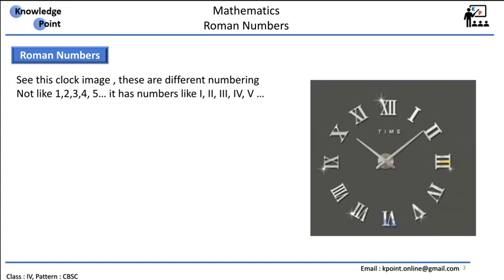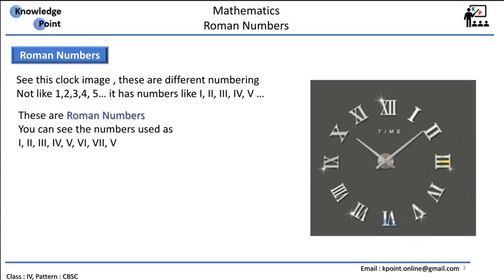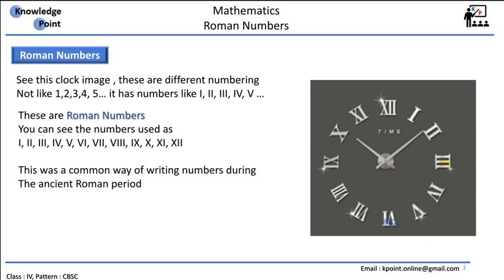See this clock image. These are different numbering, not like 1, 2, 3, 4, 5. It has numbers like I, IV, V and so on. These are Roman numbers. You can see the numbers used as I, IV and so on. This was a common way of writing numbers during the ancient Roman period.